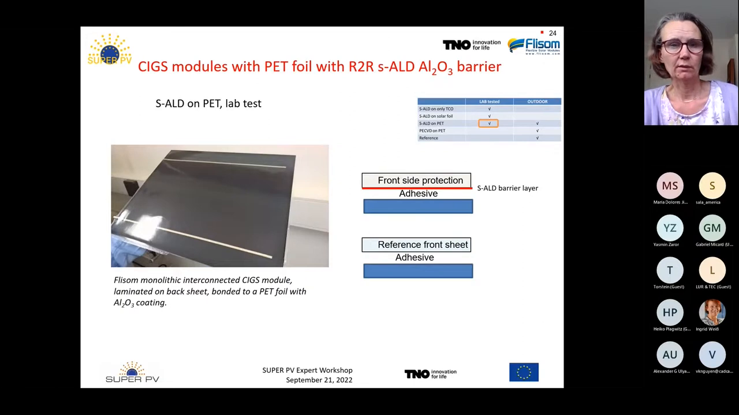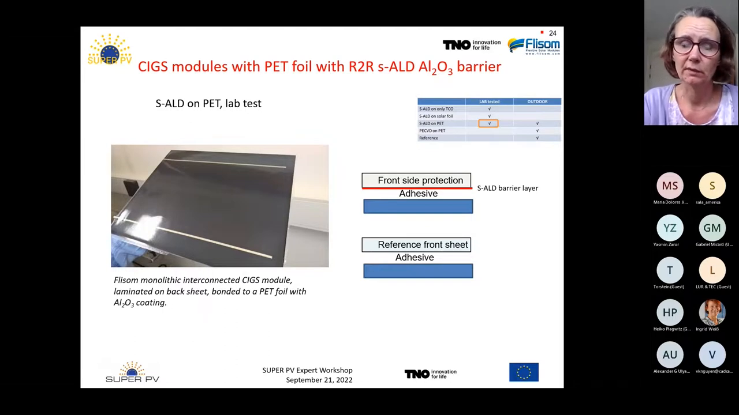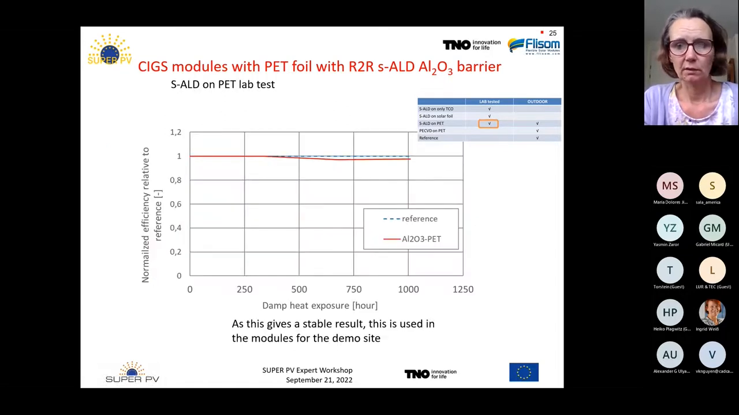Then we had the third lab test, which is this spatial ALD aluminum oxide barrier deposited on a PET foil, which was then laminated to the solar foil, which is given in the top image. And we compared it here with the same solar foil with a reference front sheet with barrier properties. The results of this test are shown here.